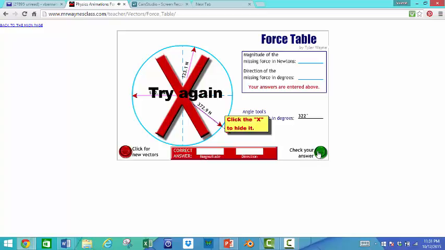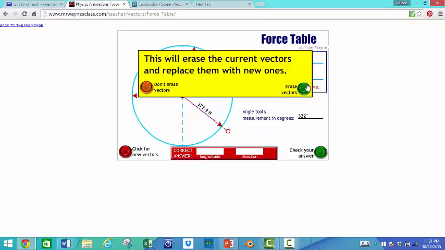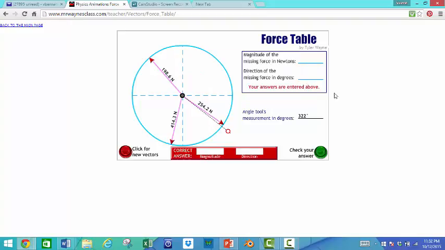Oh, it's wrong because I didn't enter anything. So you always get another chance. It'll tell you if it's right or wrong. You have to make sure you enter the right one. Okay, that's the first one. Click for new vectors. Oh, this will erase my current vectors. Okay, fine, because I'm ready to go on to number 2.